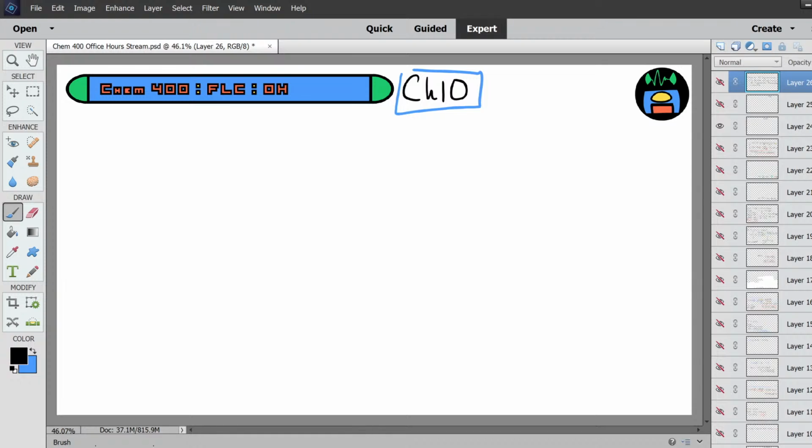Let me take a look at 88. All right, let's see. The structure of acetylsalicylic acid, which is aspirin, is shown here. How many pi bonds are present in acetylsalicylic acid? How many sigma bonds? What parts of the molecule are free to rotate? What parts are rigid?